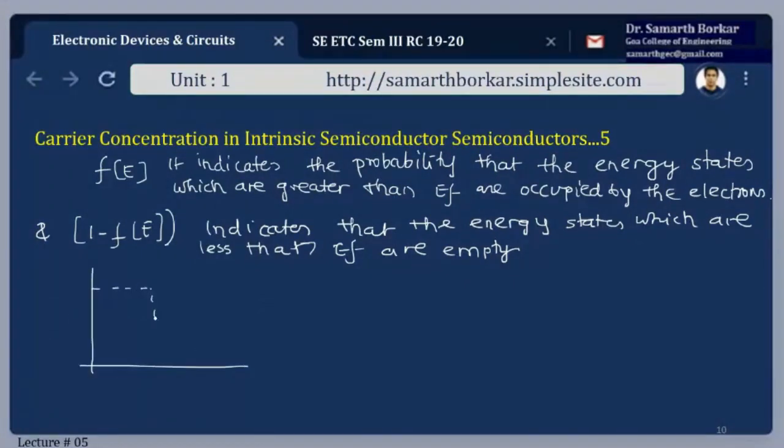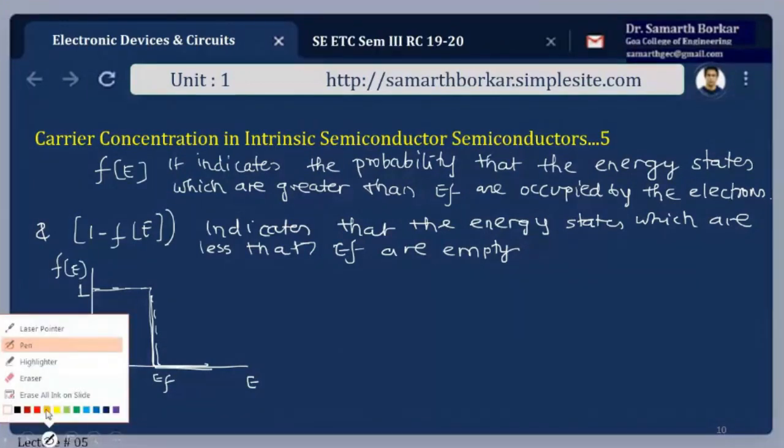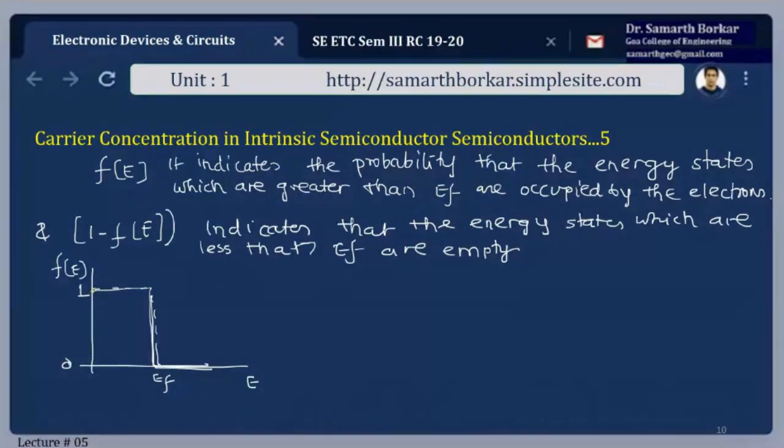This way it's in 1, 0. This is f of E with respect to E. This is Fermi level EF. Fine. At T equal to 0 we are going to get this as the response. In line with this, as I increase the temperature, this is what I'm going to get. This is for T equals to 0. This what I've drawn is for T1 which is greater than T, and if I still increase the temperature, this is what I'm going to get, T2 which is greater than T1.